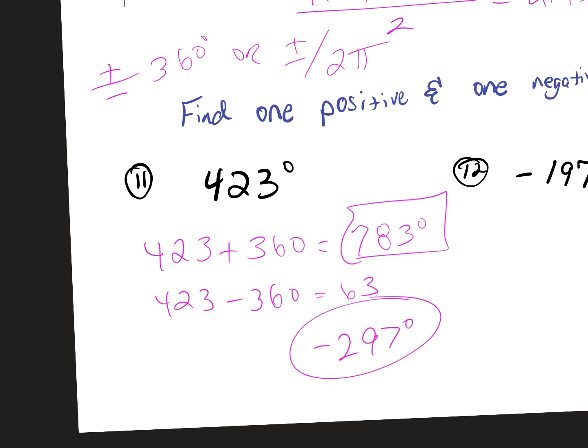There's a bunch of different answers for this question, but one answer has to be positive, one has to be negative. And the angle has to go first. You cannot say 360 minus. You have to say 423 minus.